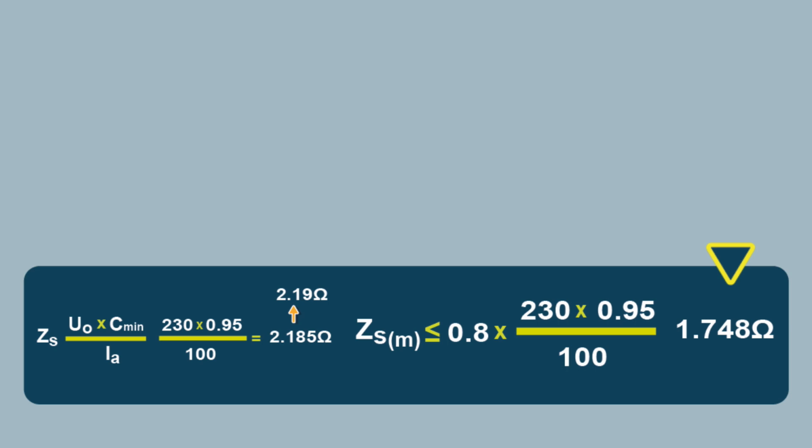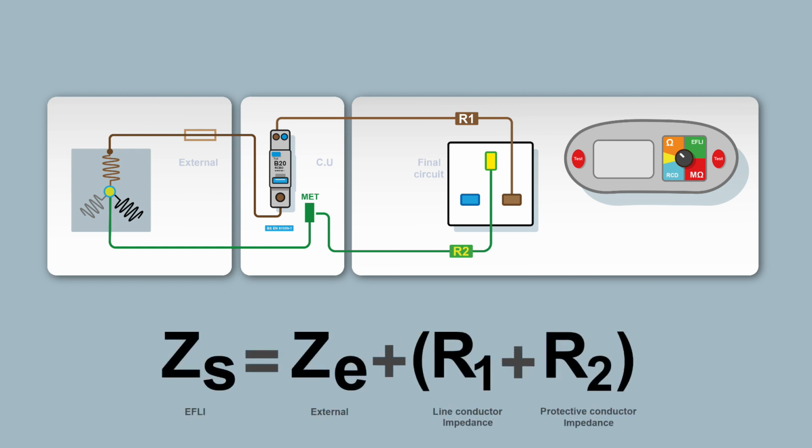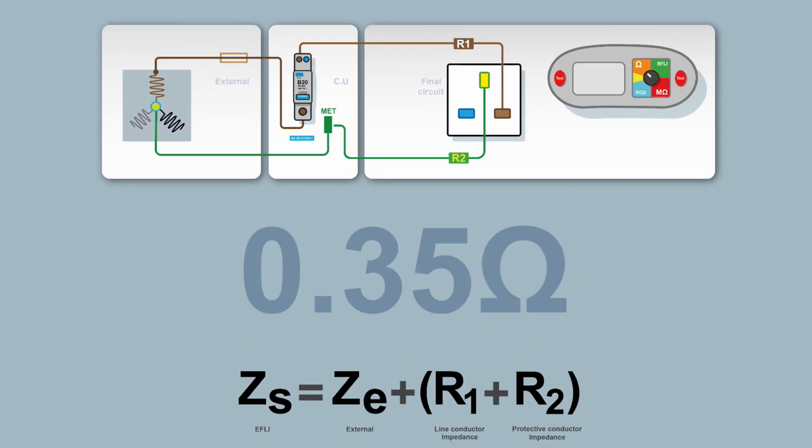We also need to consider the ambient temperature when we're measuring or calculating our R1 plus R2s. So our ZS formula is ZE plus R1 plus R2. And as we recall, the ZS is made up from our ZE, the external impedance, and our R1 plus R2, the internal impedance or resistance. For the purpose of this example, we're just going to use the maximum ZE allowed for a TNCS system, which is 0.35 ohms. TNS, it's 0.8, but since everything is practically TNCS now, we'll stick with 0.35.